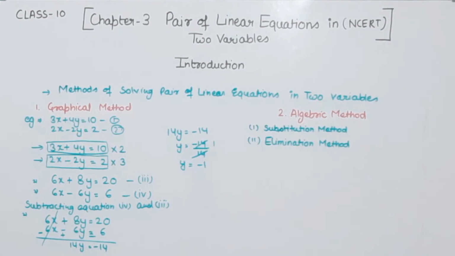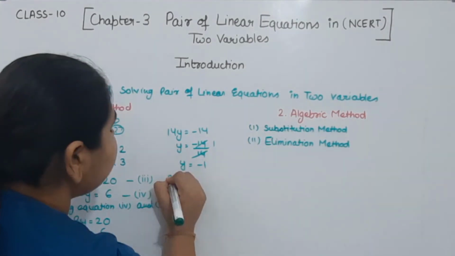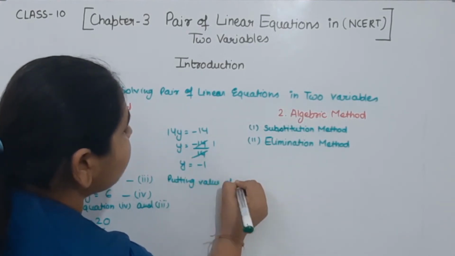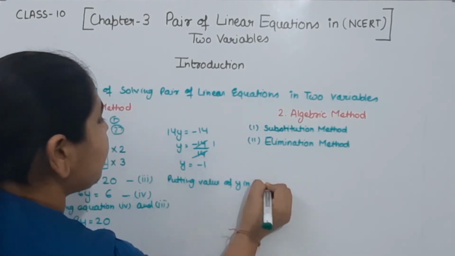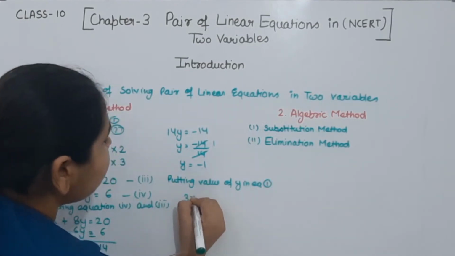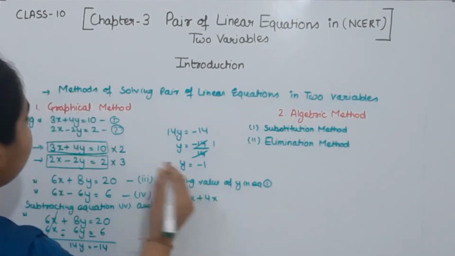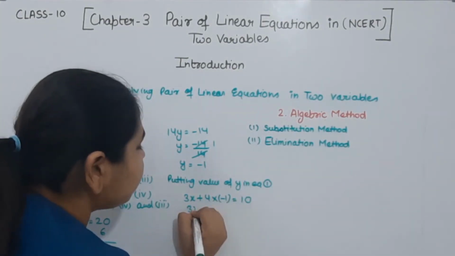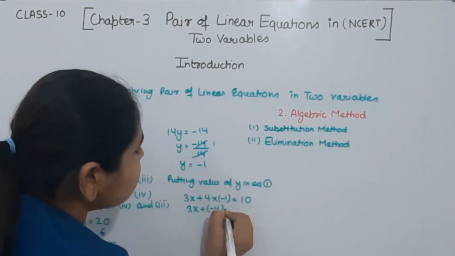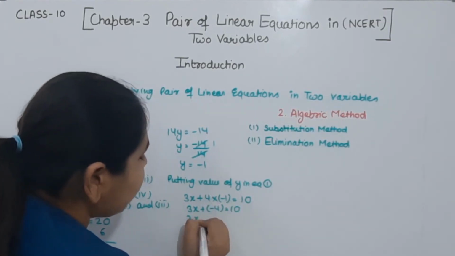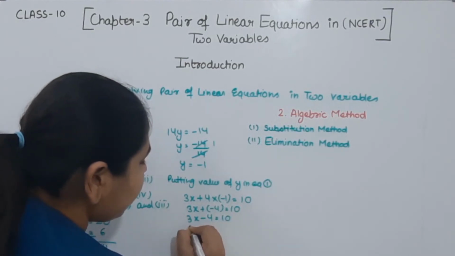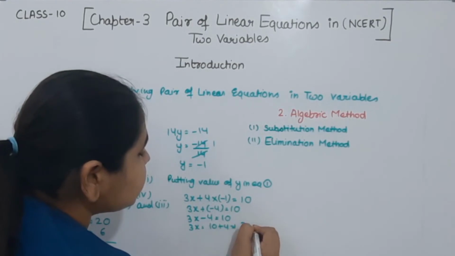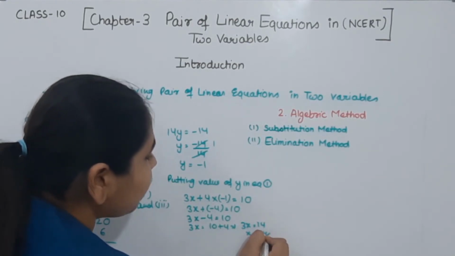Now we are going to put this value in equation number 1. I am going to write here, putting the value of y in equation number 1. This one we are having is 3x plus 4, the value of y being minus 1, is equal to 10. We will have 3x plus 4 ones are 4 is equal to 10. Now 3x plus minus minus 4 is equal to 10. We are having 3x is equal to 10 plus 4. We are having 3x is equal to 14. X is equal to 14 by 3.